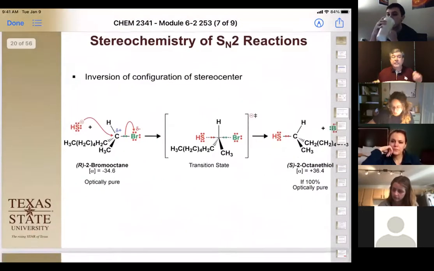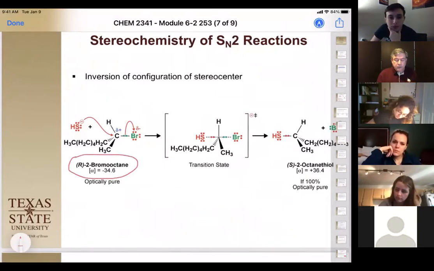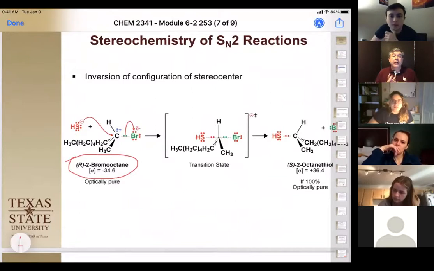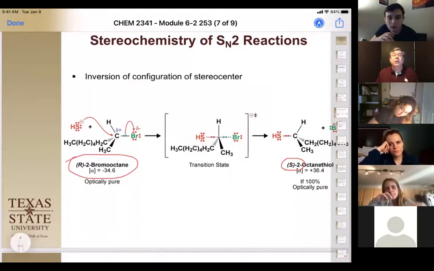Okay, so this is particularly important when you have chiral compounds. So if you had an R-2-bromooctane and you substituted that with a sulfur compound here, you're going to go through that inversion during the transition state, and your product is going to be the S compound. And if it was a 100% SN2 reaction, meaning you didn't go through any other mechanism, you should have a 100% optically pure compound.